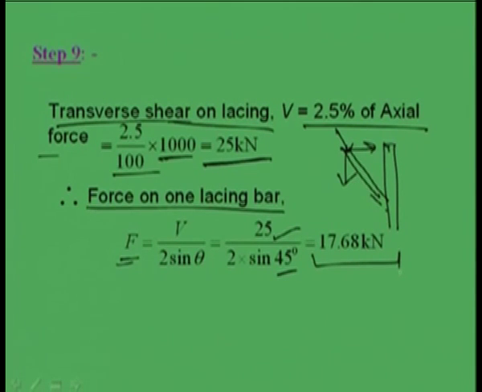Okay. So, in this way the force on the lacing bar can be found, but remember this will be different for double lacing. F will become V by 4 sin theta for double lacing, as we remember. We will come to it later when we design with the double lacing.